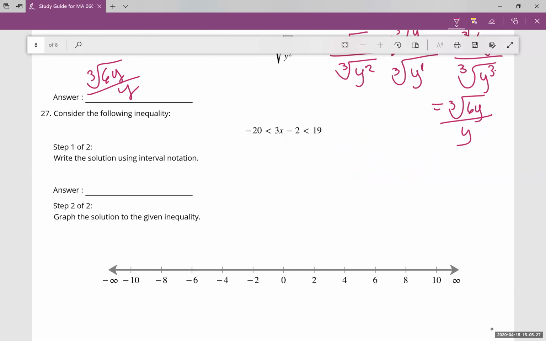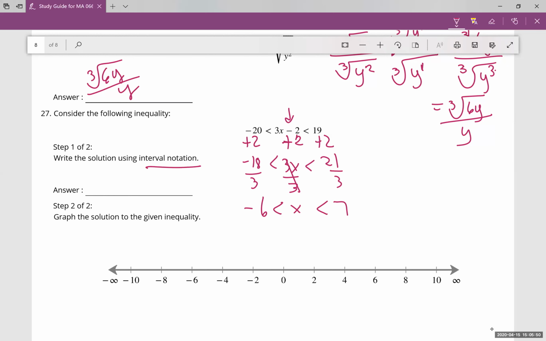Okay, finally, number 27. Let's go ahead and simplify this. Notice I'm starting from the inside out, adding 2 to all sides. Negative 18 is less than 3x, which is less than 21. Divide by 3. We have negative 6 is less than x, which is less than 7.